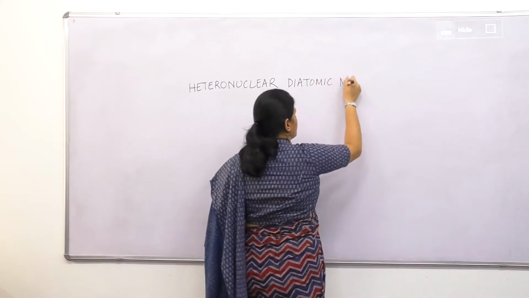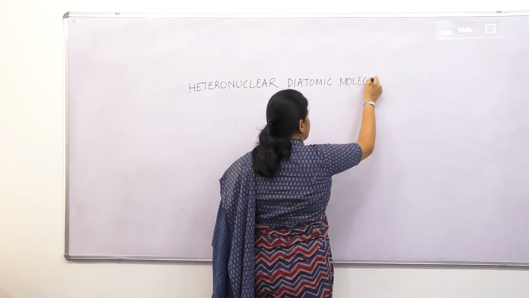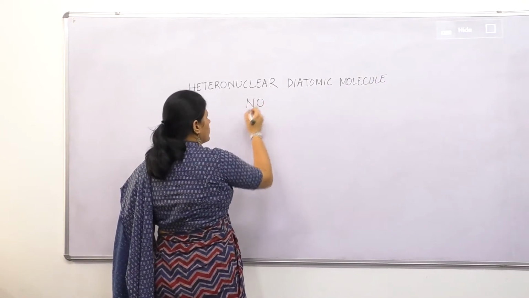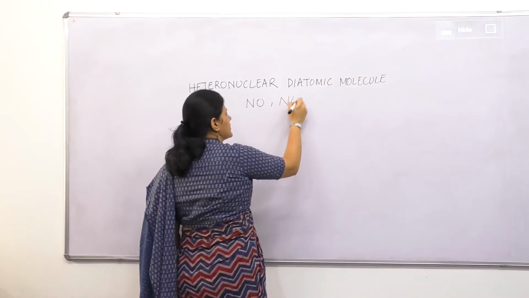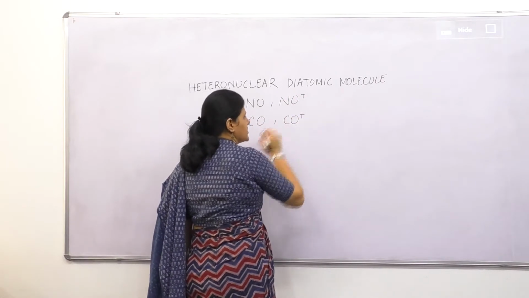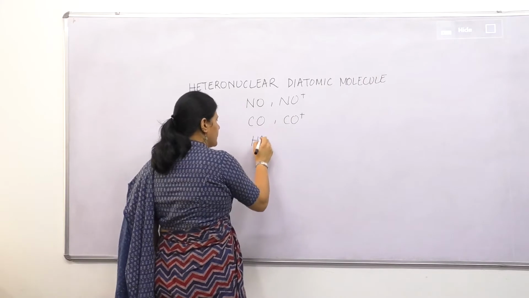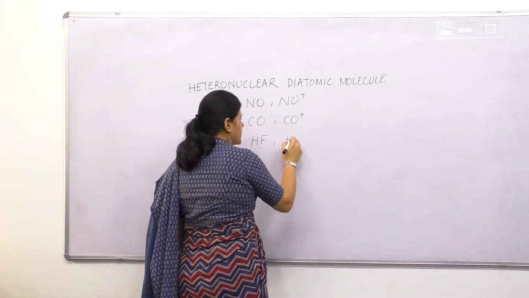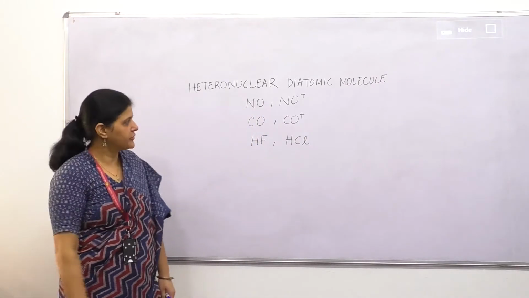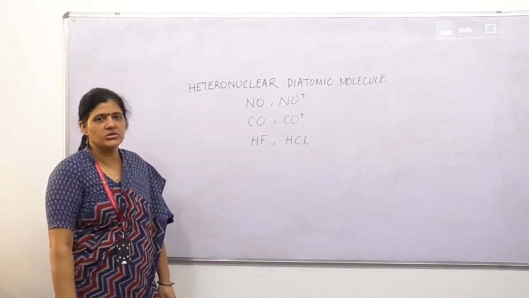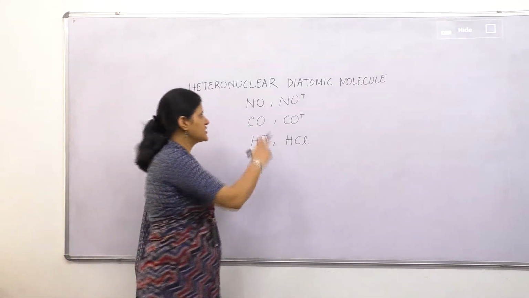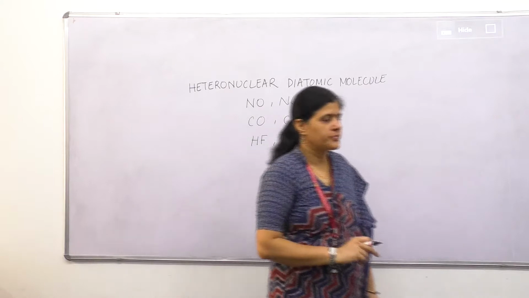Heteronuclear diatomic molecules like NO, NO plus, CO, CO plus. We will discuss HF and HCl. We will discuss these few diatomic molecules which are heteronuclear in nature. First we will start with the NO molecule.